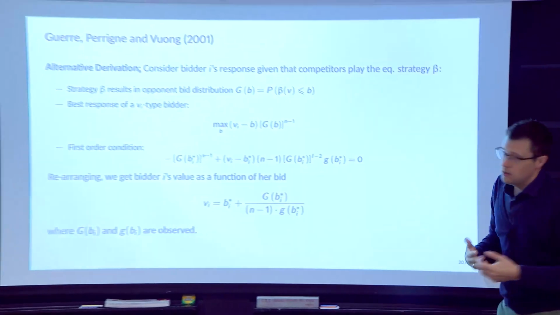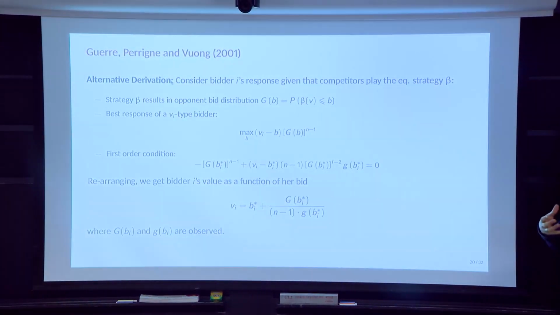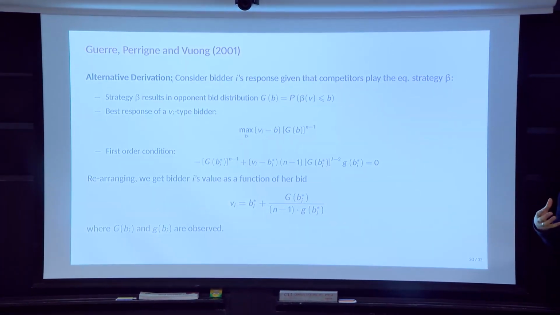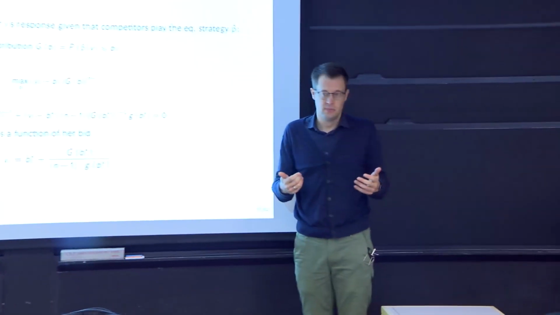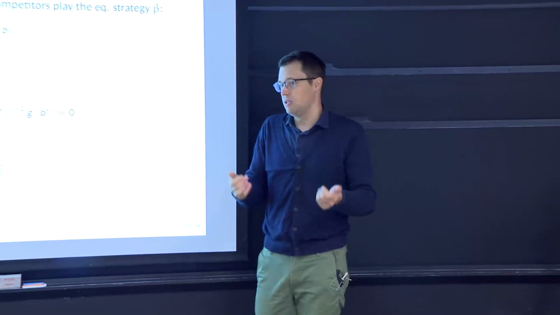Right, so we observe the bids in the data. And we are already committed to our assumption that this is coming from some equilibrium, right? So that means that we observe the equilibrium distribution of bids in the data.